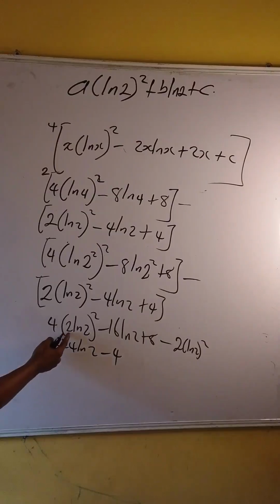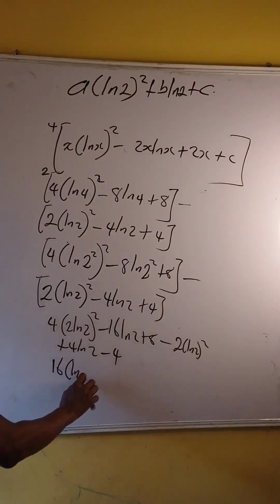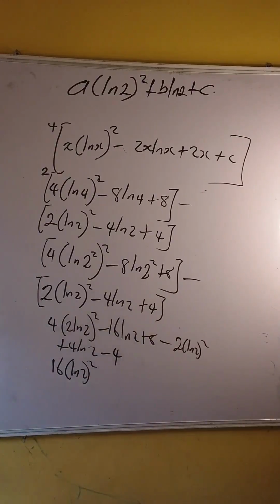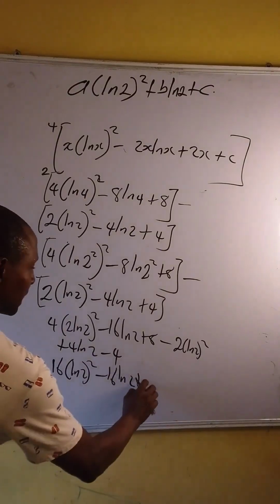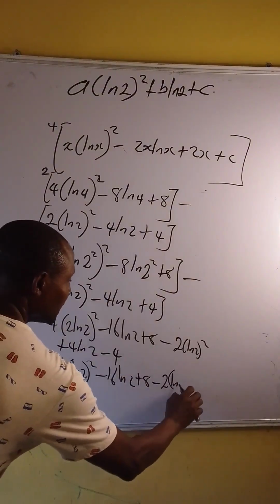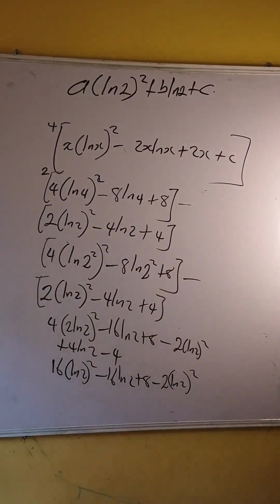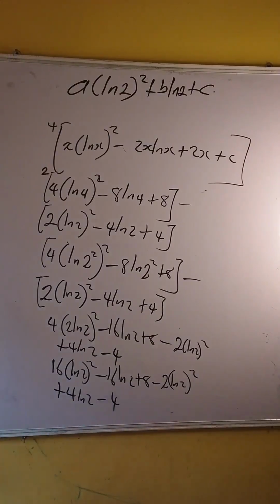So now this 2 squared is what? 4. 4 times 4 will give us 16 bracket ln 2 all squared. So this is minus 16 ln 2 then plus 8. So this is minus 2 ln 2 all squared. Then plus 4 ln 2 minus 4.